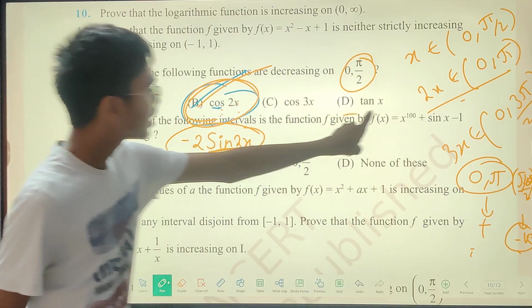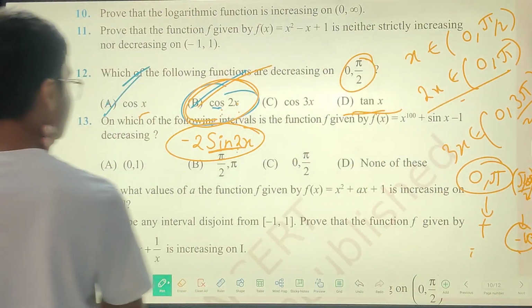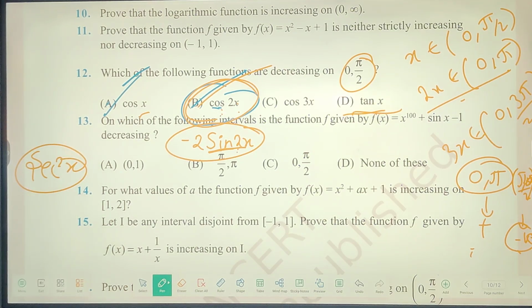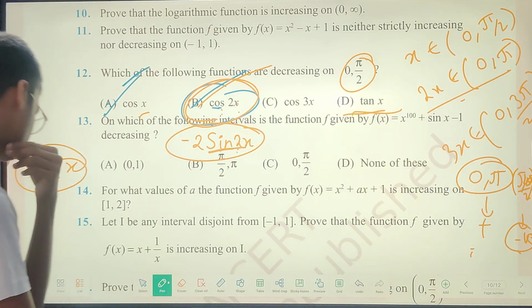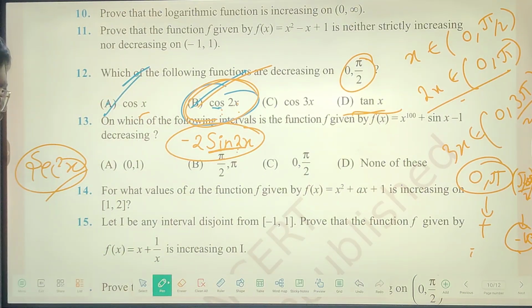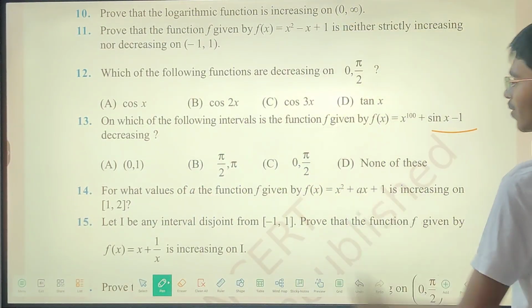And also this is tan x now, right? Its derivative is sec square x, and all trigonometric values here are positive. So here it is strictly increasing. That tan x graph itself is strictly increasing, right? Okay, now next we will be taking.